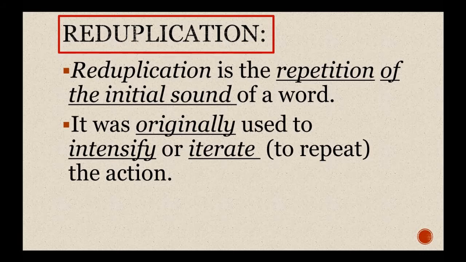But here's the thing. When it comes to reduplication, what we're basically talking about is the repetition of the initial sound. In other words, whatever consonant begins the word is going to be reduplicated. So we're just reduplicating the phonetic aspect, the sound of it. Originally it was used to intensify or iterate or repeat the action. Reduplication was used before the perfect tense. In other words, you're going to find reduplicated forms in your Greek text that are not all going to be perfects. Some will be present tense. But originally it was meant to intensify, and we could see that.